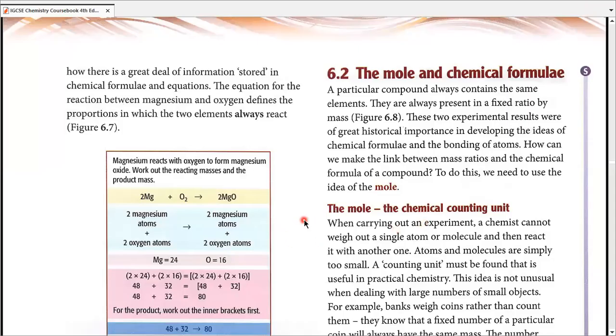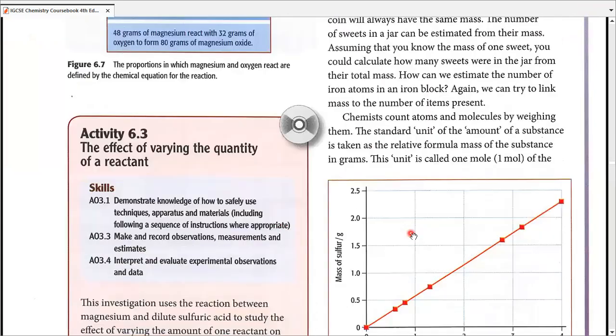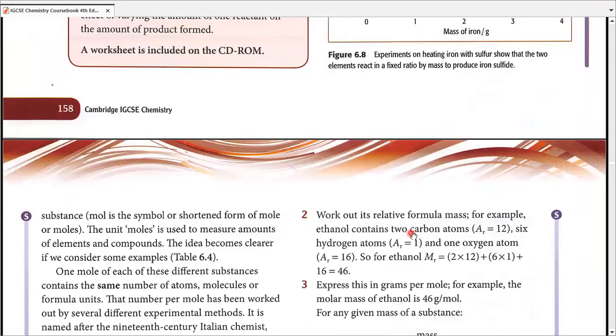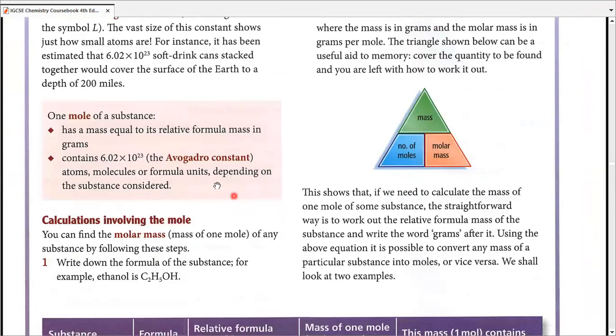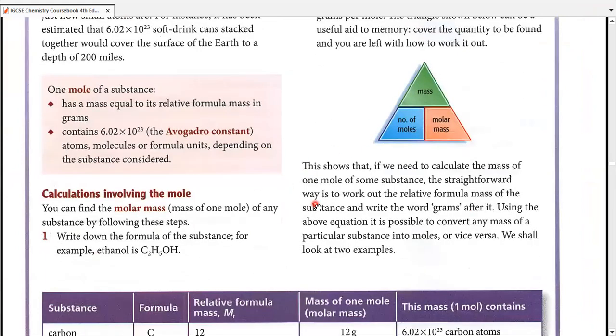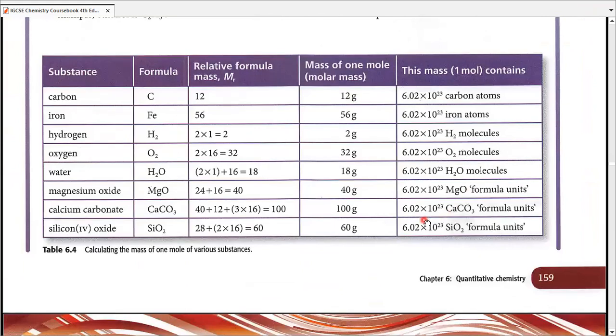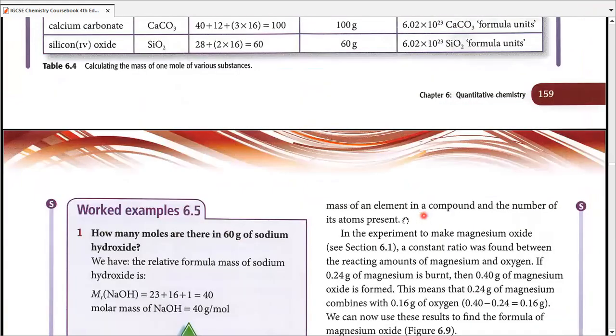All right, so from previous week, we have been working on 6.2, the mole and the chemical formula. First of all, we defined mole and we discussed how we formulate mole, its formula and different rearrangements, along with the perspective of Avogadro's constant. And we calculated how to calculate the Mr, everything.